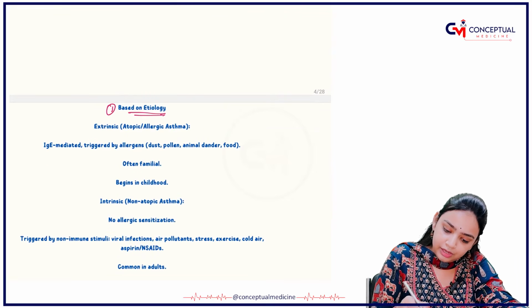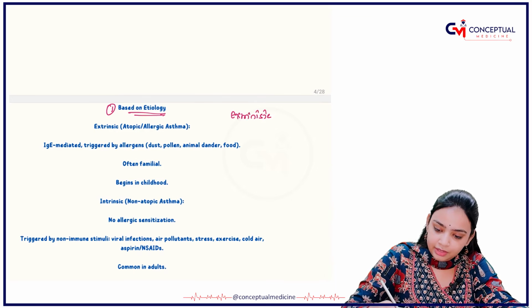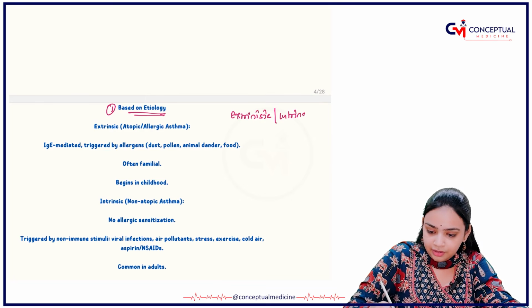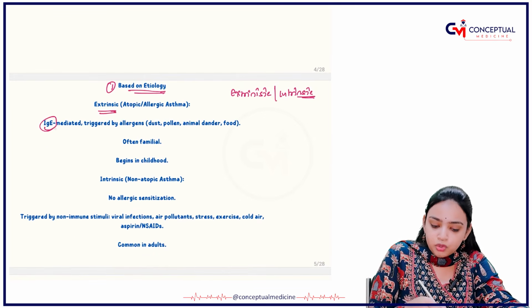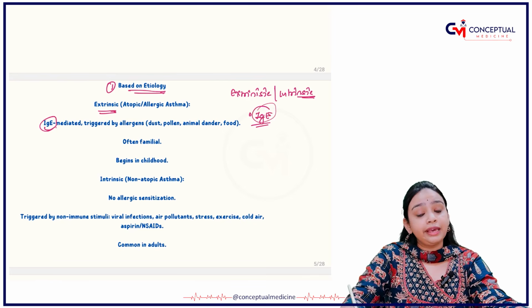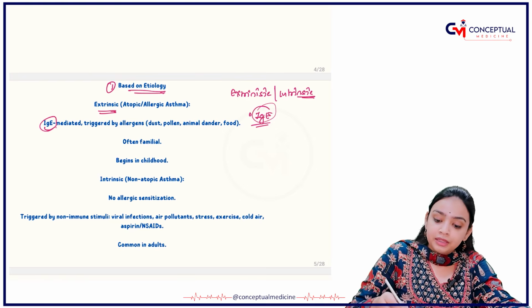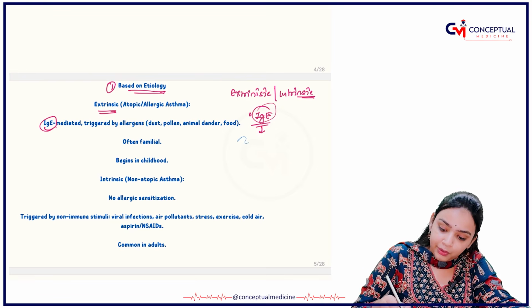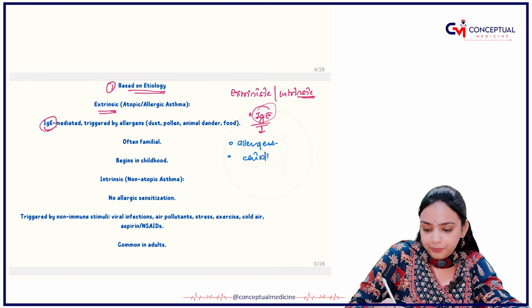The first one is the extrinsic and the intrinsic. In the extrinsic one, what happens? You have something called IgE. I have already told you the types of immunoglobulins that you have. So you have the IgE. They are basically triggered by allergens, and they begin in childhood.